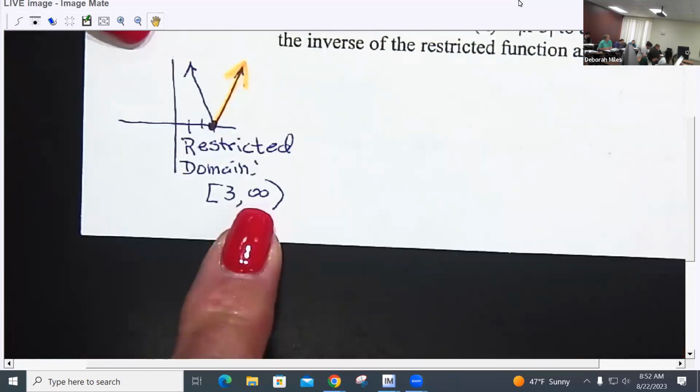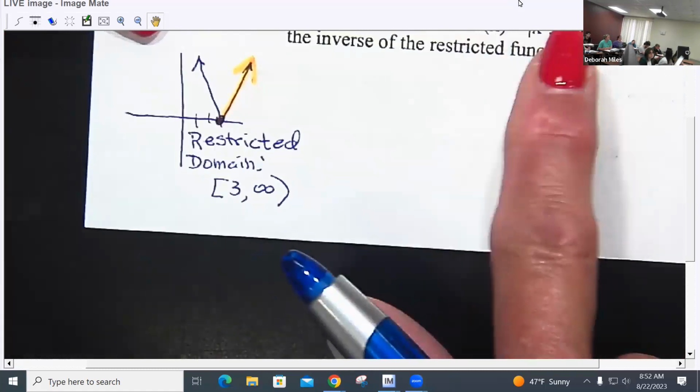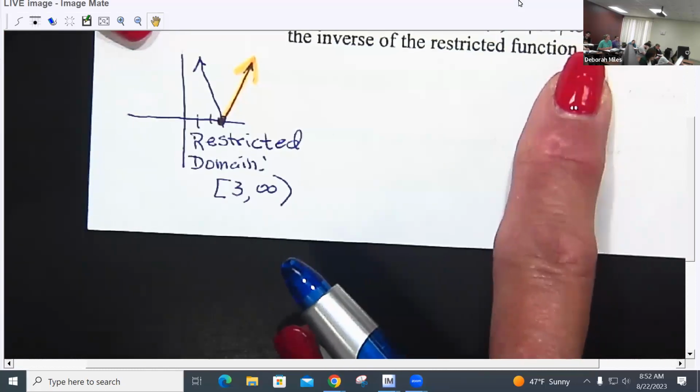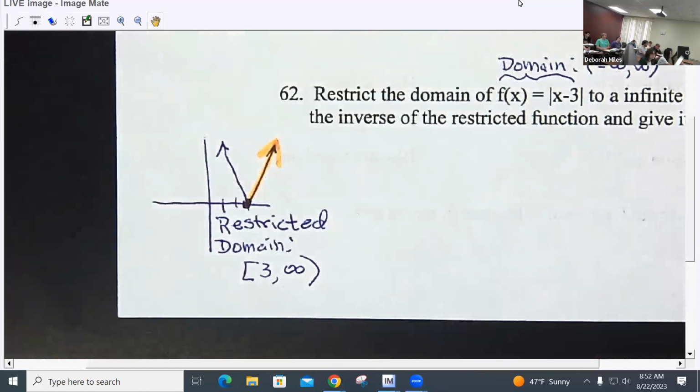Okay, inverse of the restricted function. What is f of x? It is the absolute value of x minus 3, as long as you're putting in numbers that are at least 3. If you put in a 3, what do you get? 0. Put in a 4, what do you get? 1. Is that the same thing as if the absolute value wasn't there? Yeah. If you're putting in numbers that are bigger than 3, you don't need the absolute value because you're getting a positive anyway.